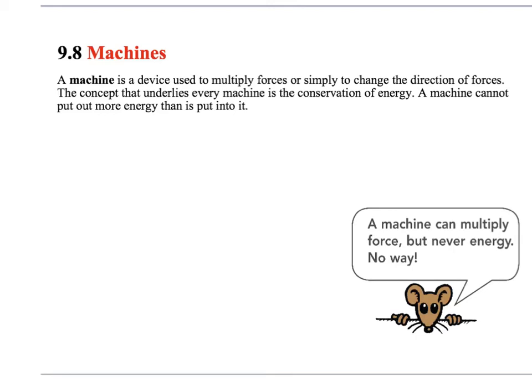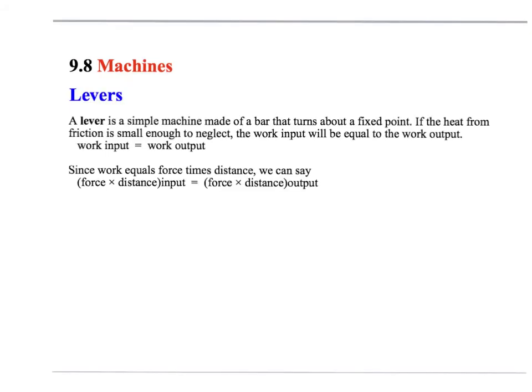So let's look a little bit at machines. Now, on the topic of machines and conservation of energy. In physics, in science, and nature in general, there is no free lunch. You cannot get something for nothing. You cannot get more energy out than you put in. You can manipulate the amount of force and the distance the force is applied for, which we're going to look at in the next couple slides, but the total energy in is always going to equal the total energy out.